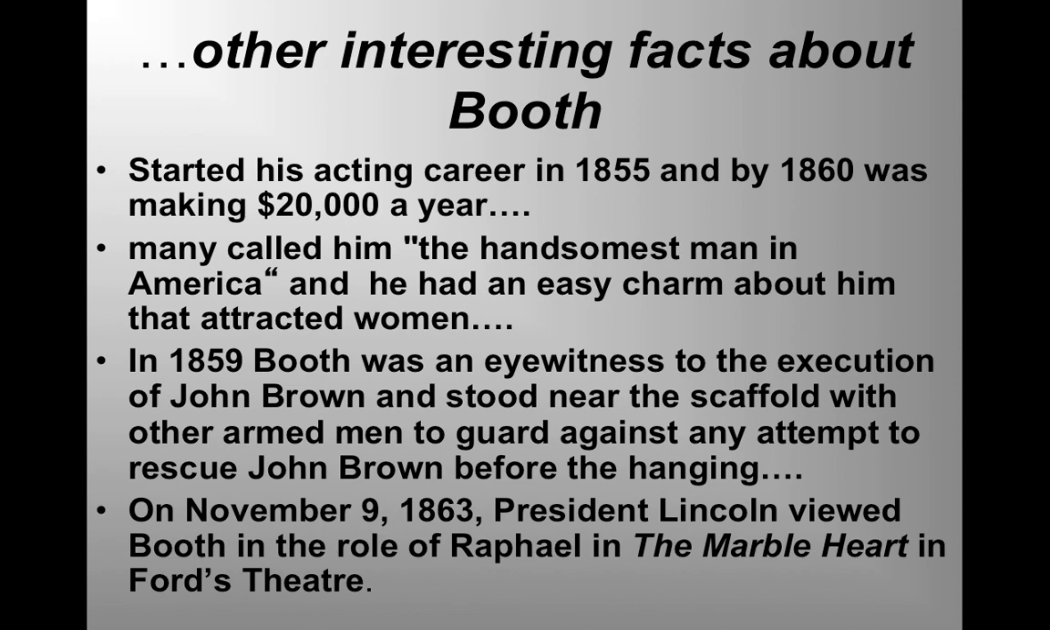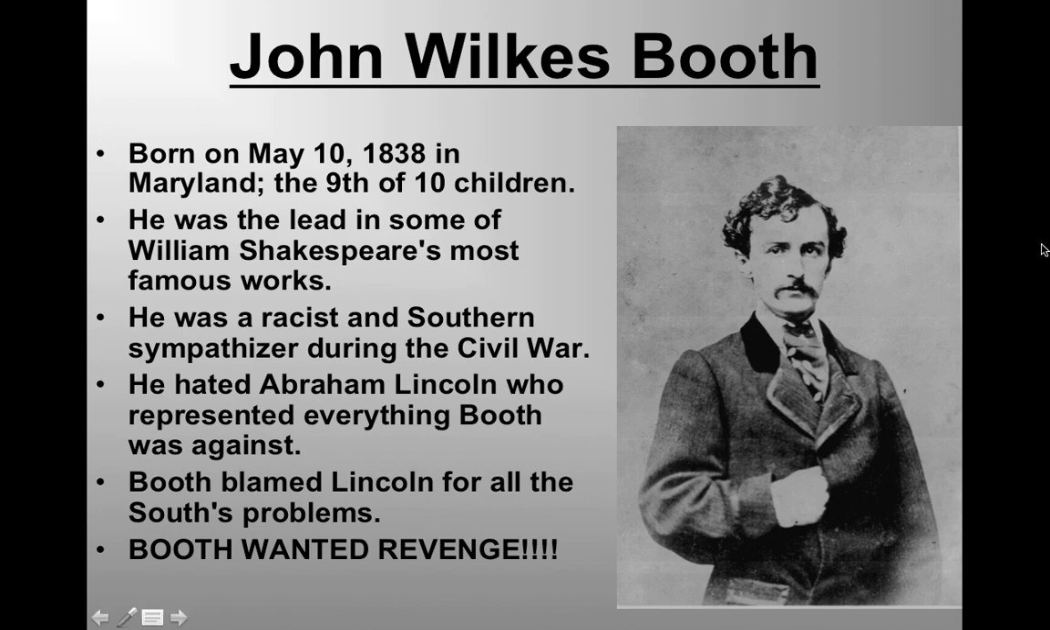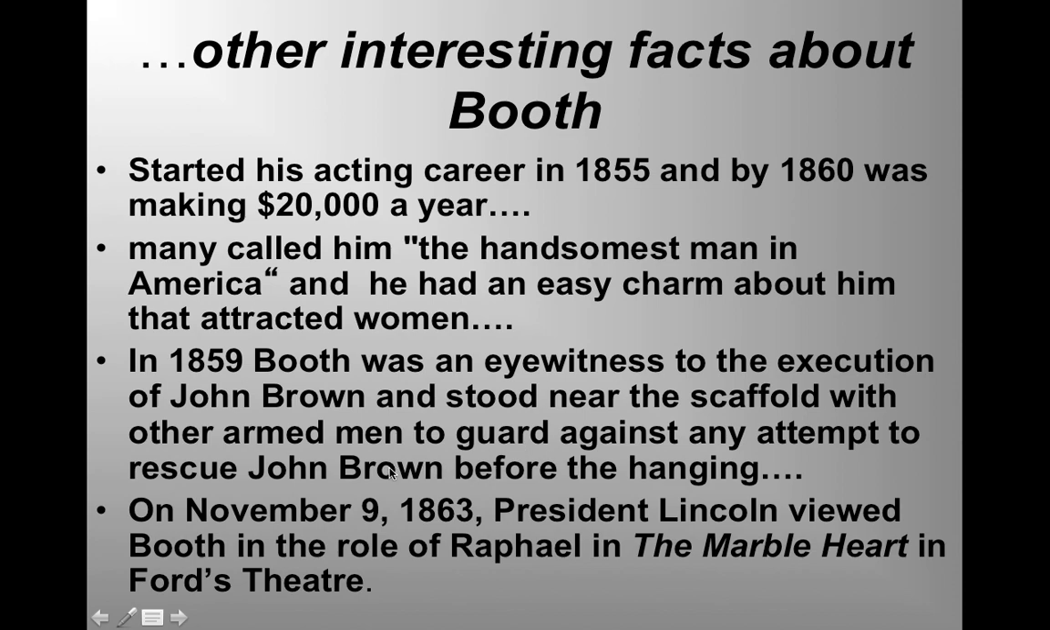In 1859, just before the Civil War started, Booth was an eyewitness at the execution of John Brown, who you may remember was a big abolitionist. He actually stood near the area that John Brown was hung from, and so Booth himself got to see the death of a leading abolitionist, and he was fully supportive. John Wilkes Booth himself wanted to see abolitionists die. He wanted slavery to continue, so he was absolutely fine being at John Brown's hanging.